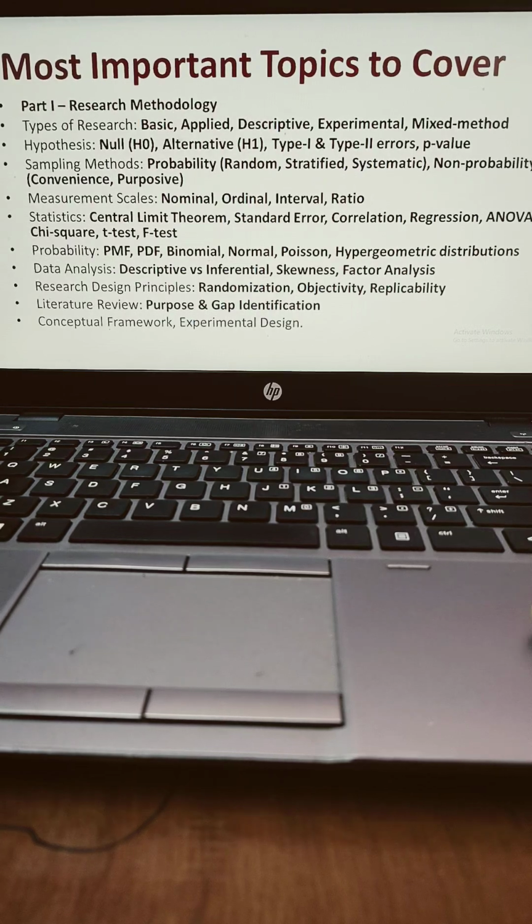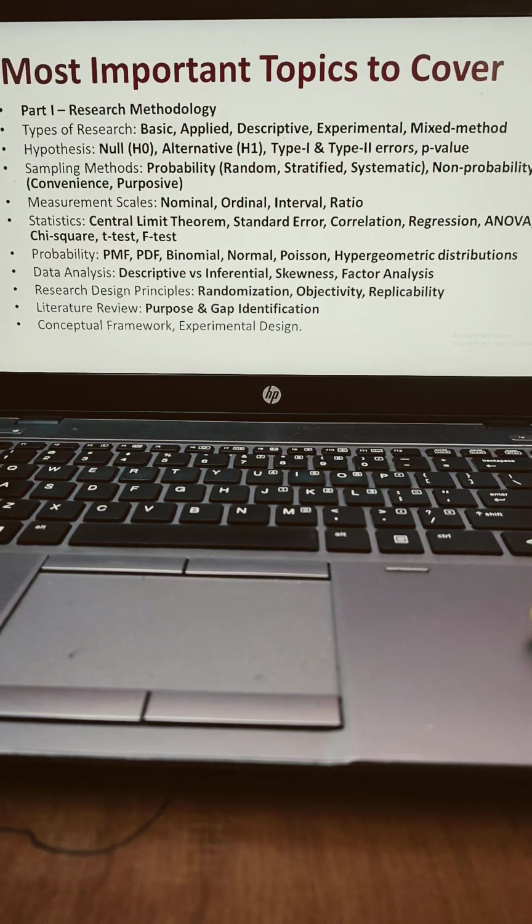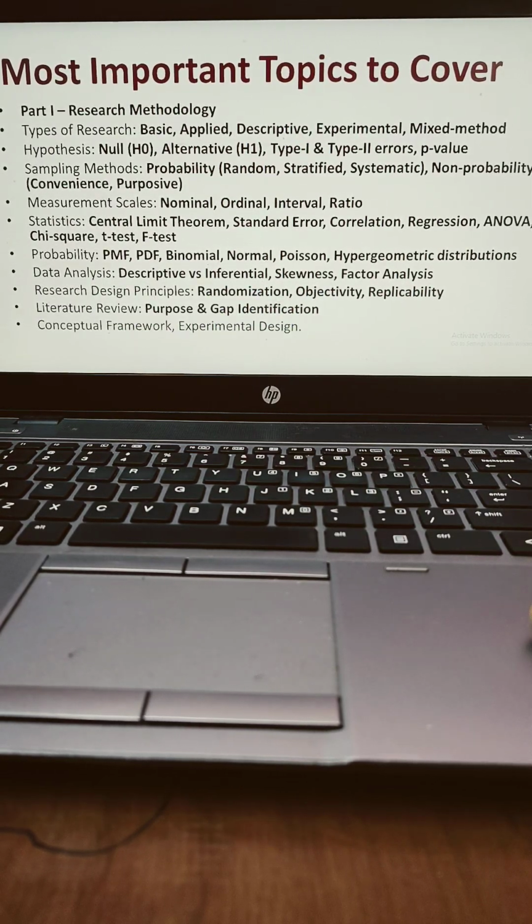You can see, for example, types of research, what is hypothesis, what is sampling, then measurement scales, four types of measurement scales, statistics, probability, data analysis, research design, literature review, etc.